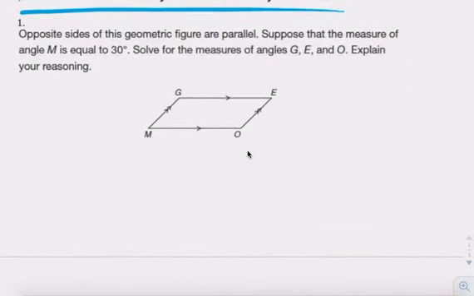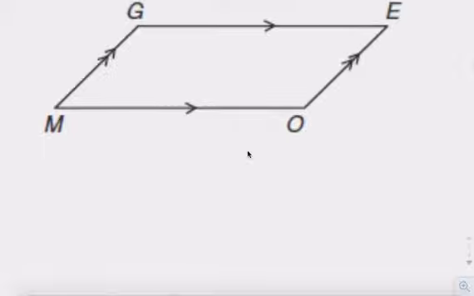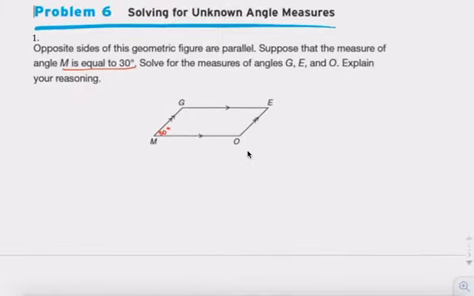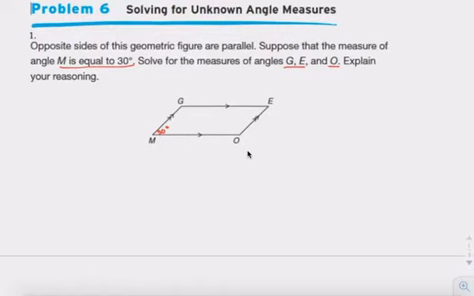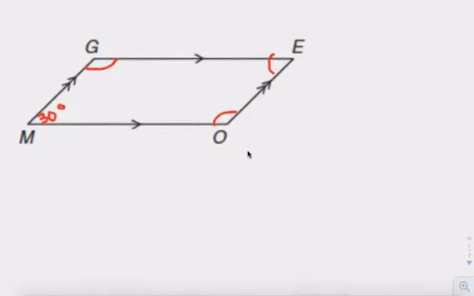Solve: opposite sides of geometric figures are parallel. Suppose the measure of angle M is 30 degrees. So angle M, 30 degrees. Solve for the measurement of angle G, E, and O. Okay? G, E, and O. All three angles. Okay? What we need to do then is pretend that these lines go on forever.